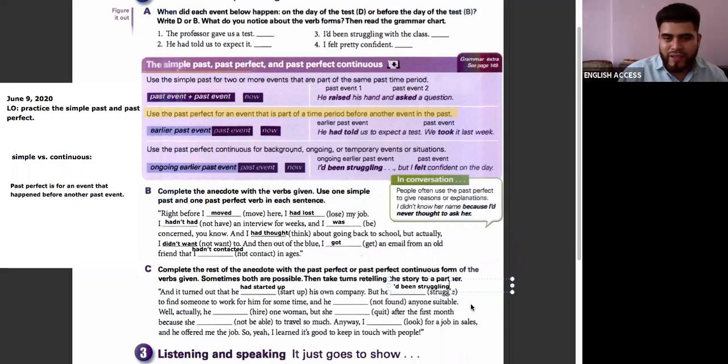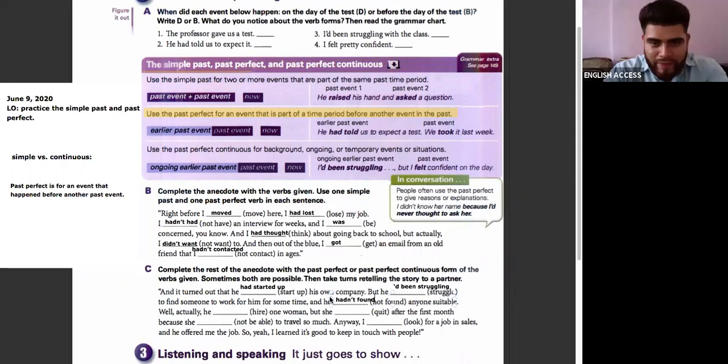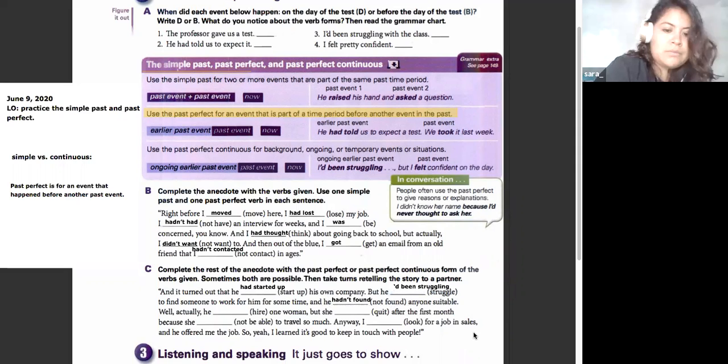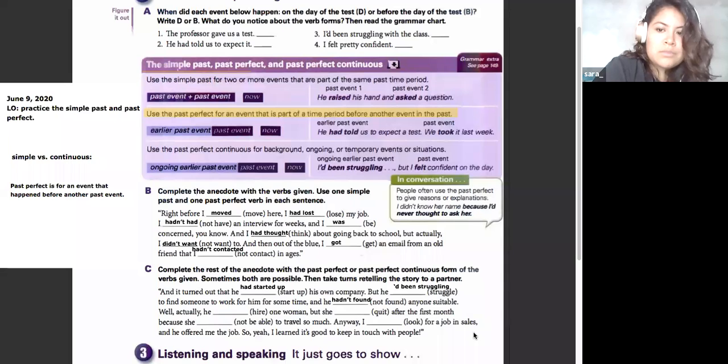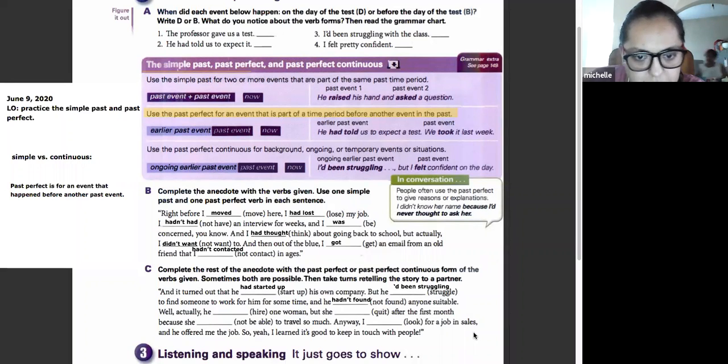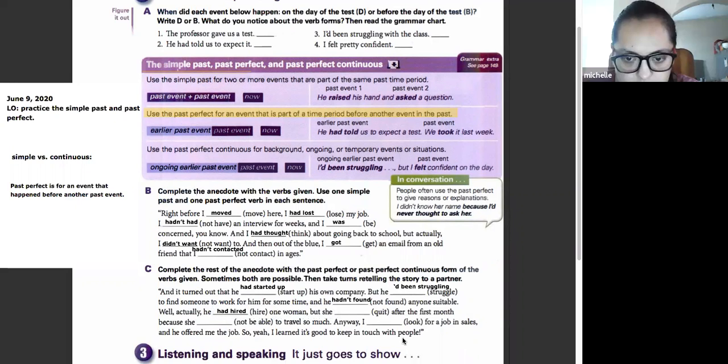And he hadn't found anyone suitable. Well, actually, he, Michelle? In past? No. Had here. Actually, he had hired, okay. Hired, okay. But she had been quitting. Okay, think about it.